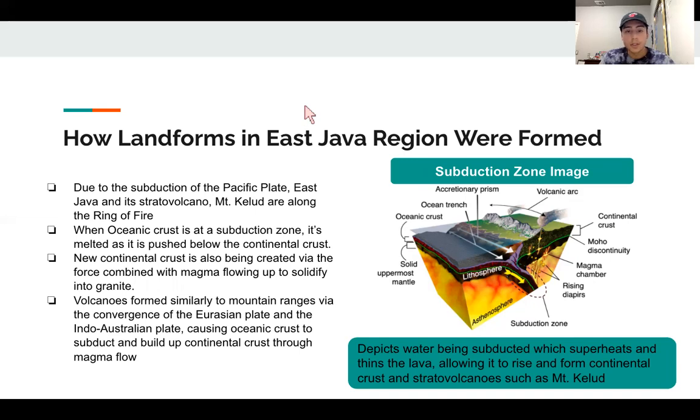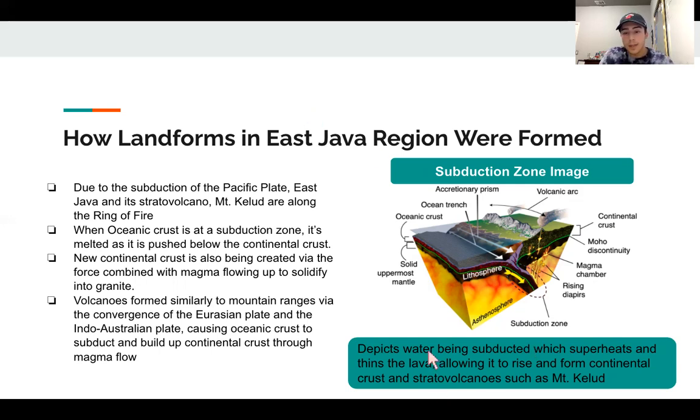And new continental crust has always been created via the force combined with magma flowing up to solidify into granite. And volcanoes are formed similarly to mountain ranges in this area due to the convergence of the Eurasian plate and the Indo-Australian plate, causing oceanic crust to subduct and build up continental crust through magma flow.